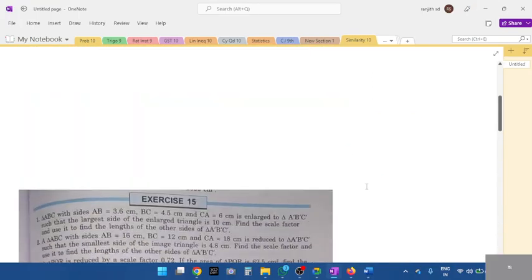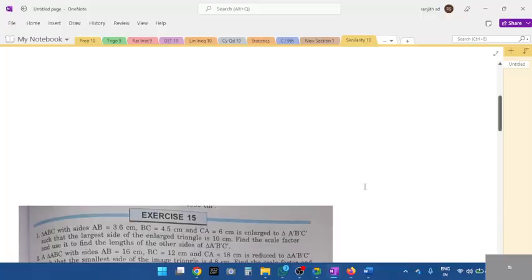Fine. Next, we'll start with similarity, students, in chapter 15. The chapter is similarity as a size transformation. Let's see what we have. Did they do this chapter in your school? Chapter 15, similarity as size transformation.